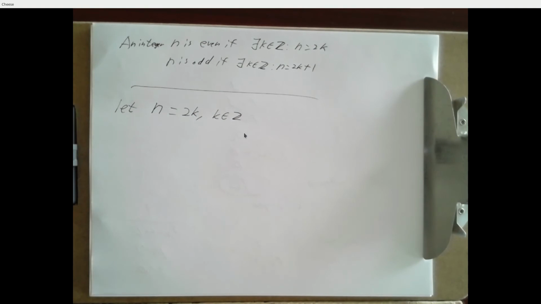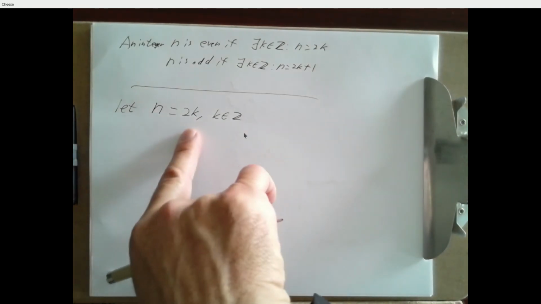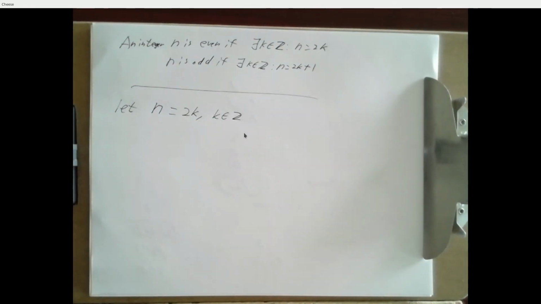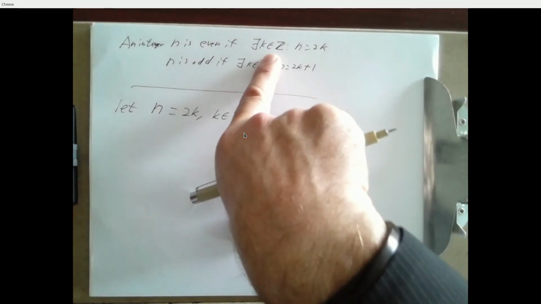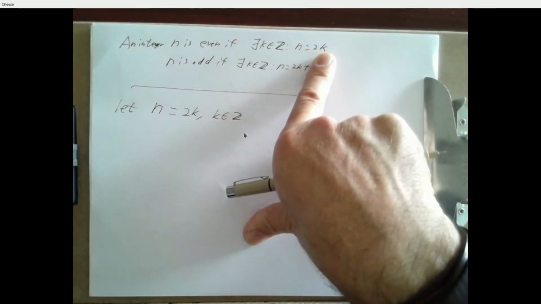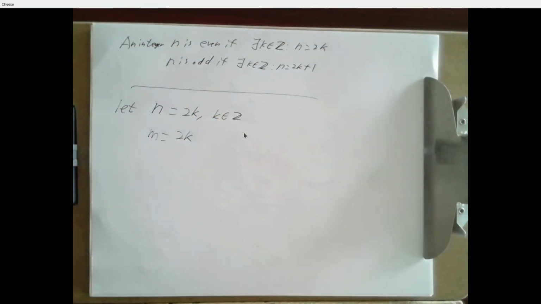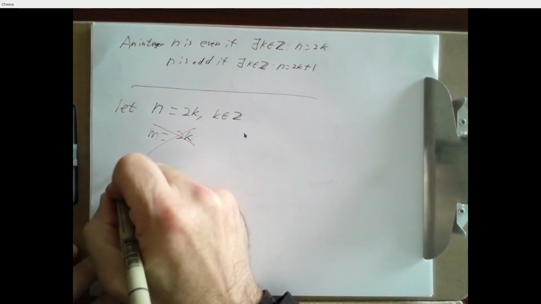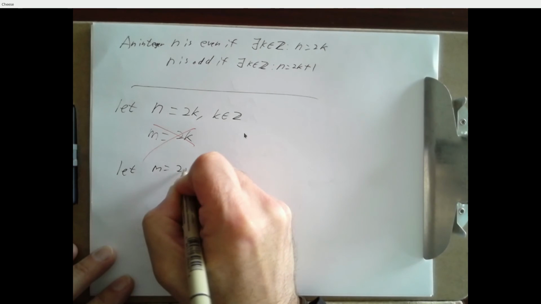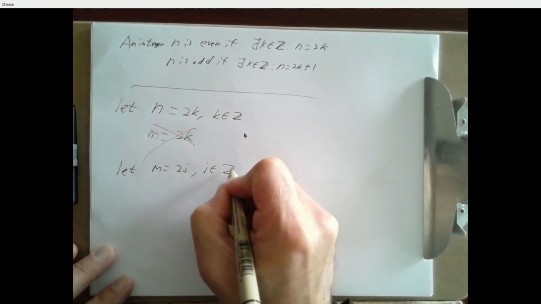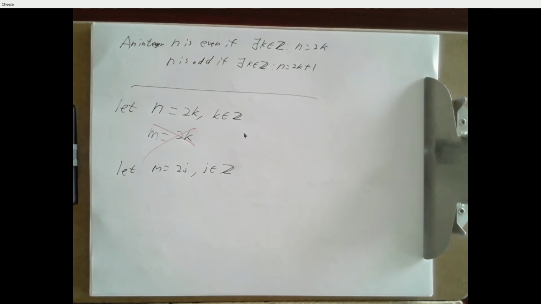So as soon as you hand me an integer and say this is even, I can say, okay, I'm going to let n equal 2 times k, where k is an integer. Now suppose you hand me another integer, m, and you tell me m is even. That means there is some integer k such that m is equal to 2 times k. But I'm not going to write this. Because if I say m equals 2k, I'm forcing m to be equal to n. So don't write that. Say let m equal 2 times j, where j is an integer. That's valid, right?